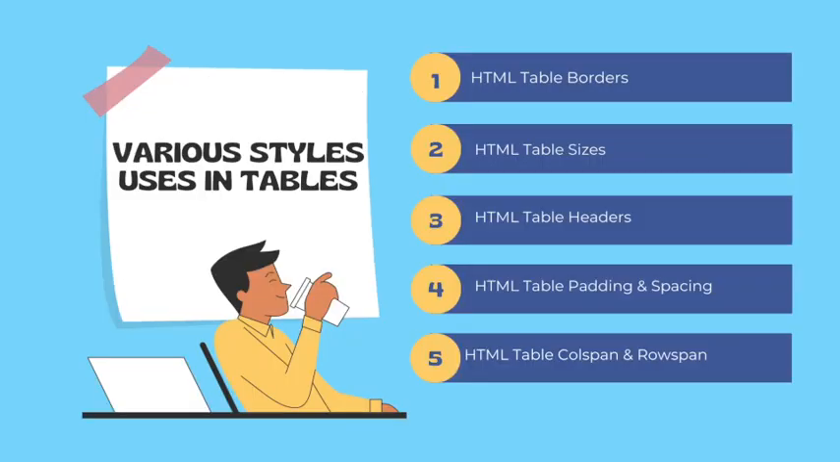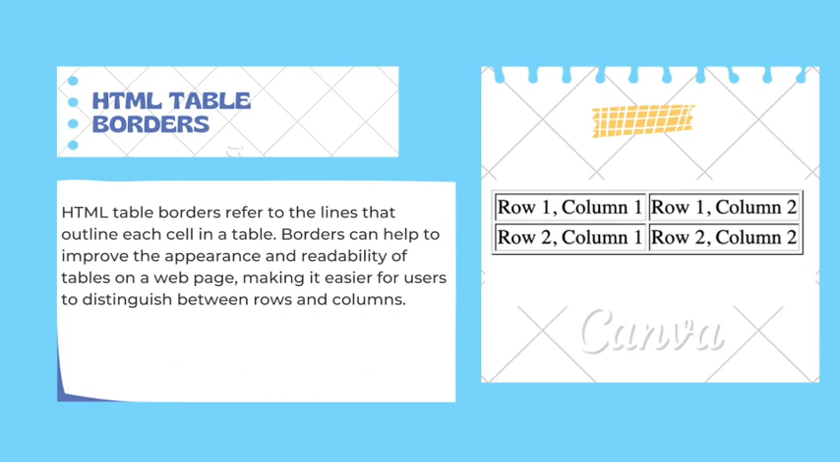The various styles used in tables: HTML table borders, HTML table size, HTML table headers, HTML table padding and spacing, HTML table colspan and rowspan. So let us know about HTML table borders.